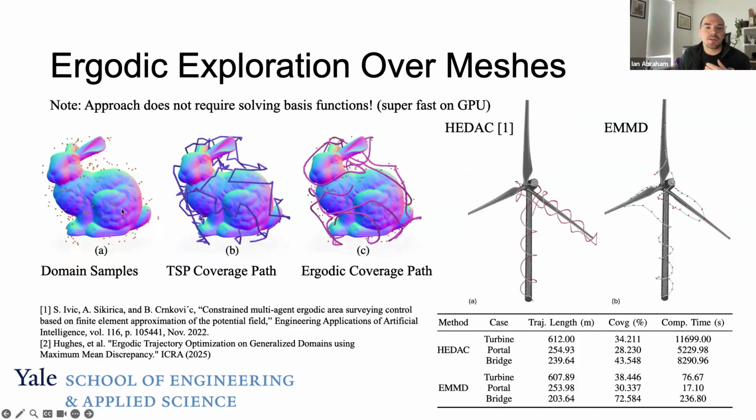Here are some examples where we show first the domain samples. We purposefully offset the domain so we're not colliding with the bunny. We compare it to a traveling salesperson coverage path, where you have to visit exactly every point, and then our approach, which allows more flexibility but provides a good level of coverage everywhere. We also compare it to an existing method called HEDAC, which uses the diffusion PDE to solve for ergodic trajectories. This is also using some notion of basis functions and solving a PDE. The issue is that with HEDAC, you have to do a one-step look ahead. With our approach, we can look at the trajectory as a whole, so you actually get a full coverage trajectory almost instantly.